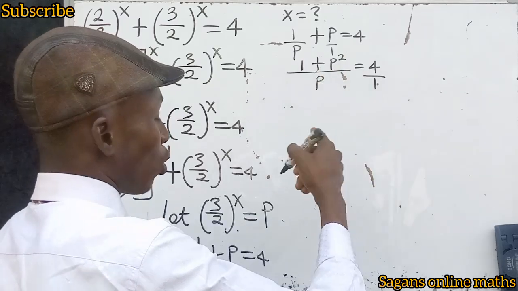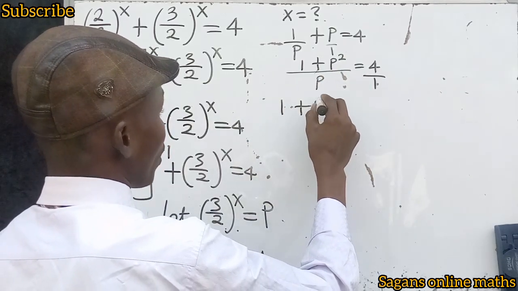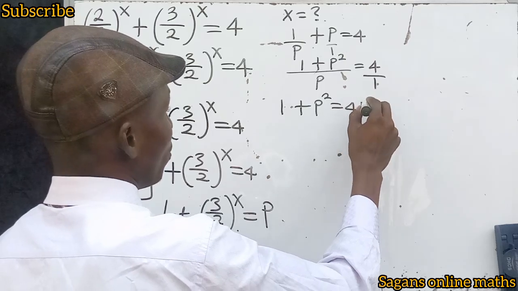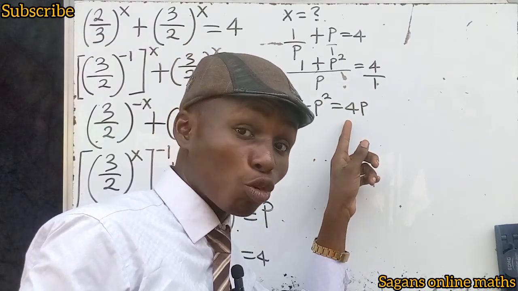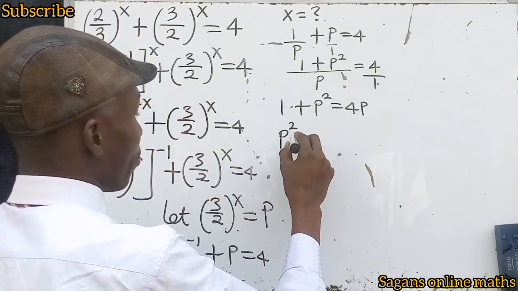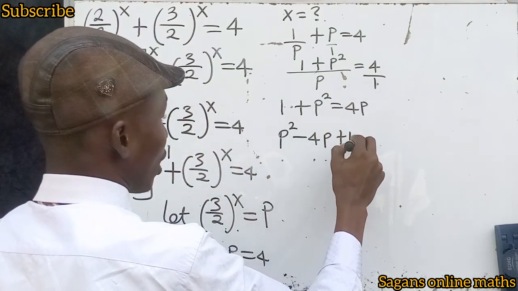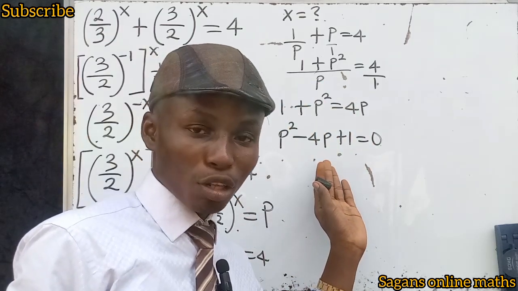If you cross multiply, or let's multiply through by p, we have 1 plus p square equals 4p. Now, let's subtract 4p from both sides so that I can put this in the normal form of a quadratic equation. So this is p square minus 4p plus 1 equals 0. Now, this is a quadratic equation. Let's solve for the value of p.